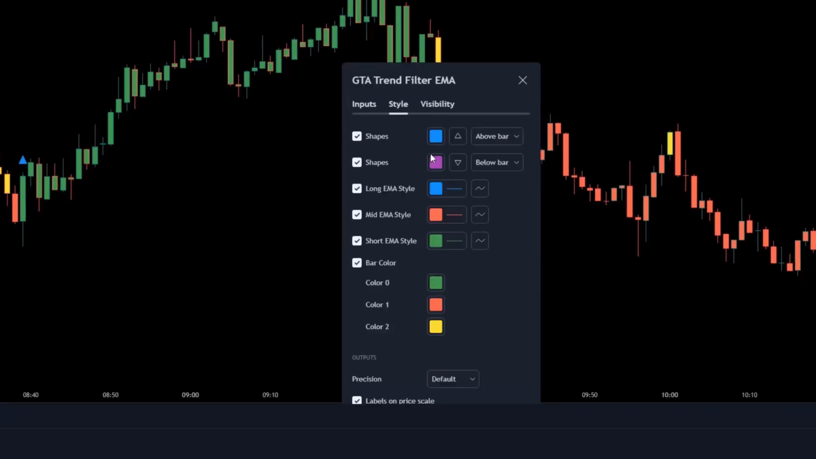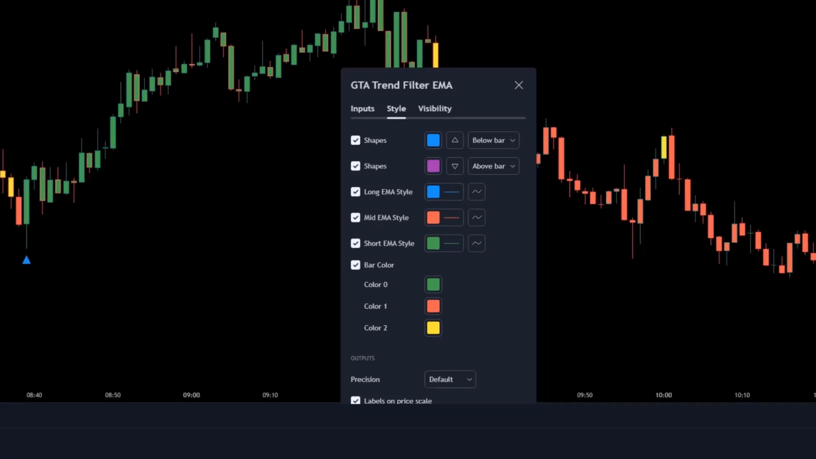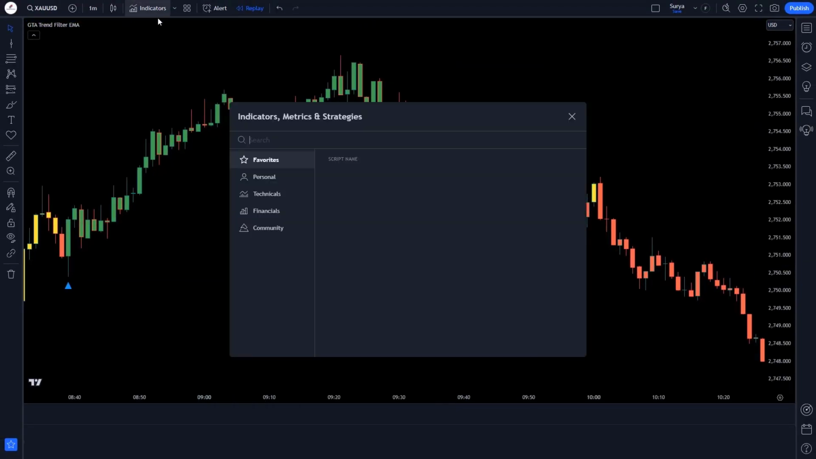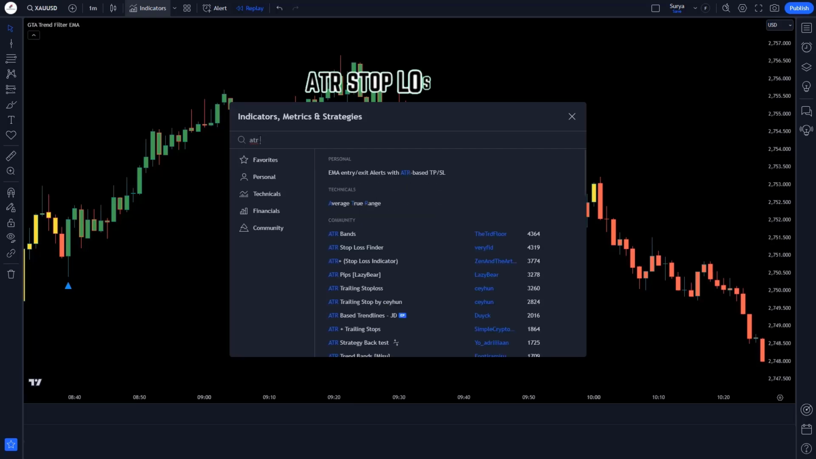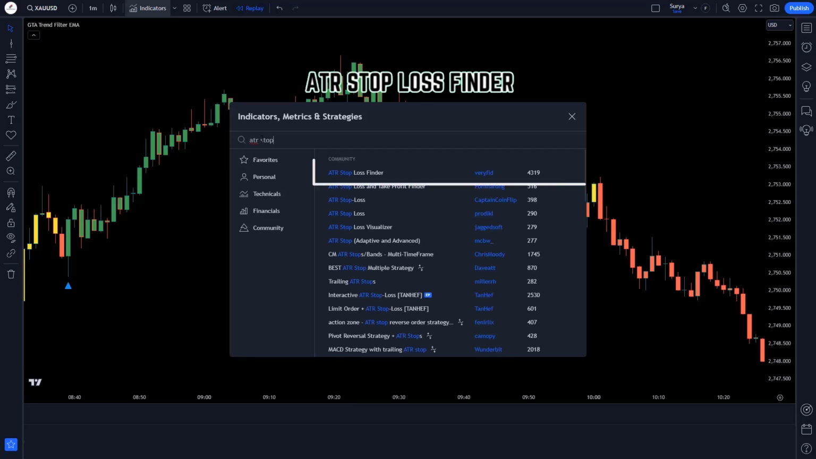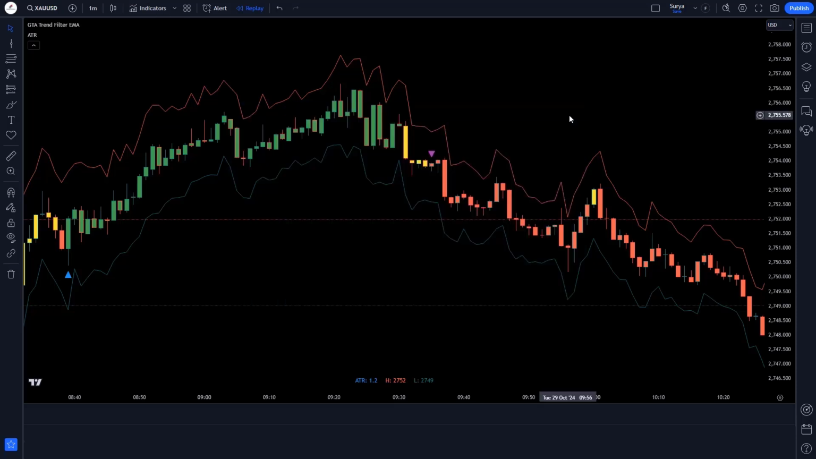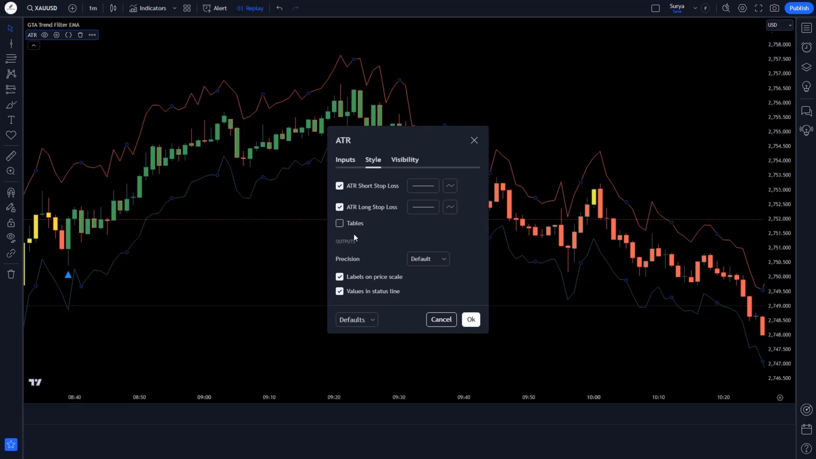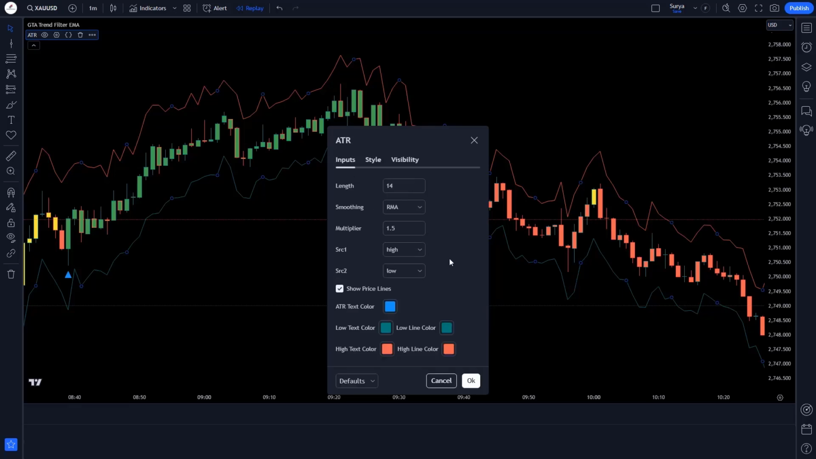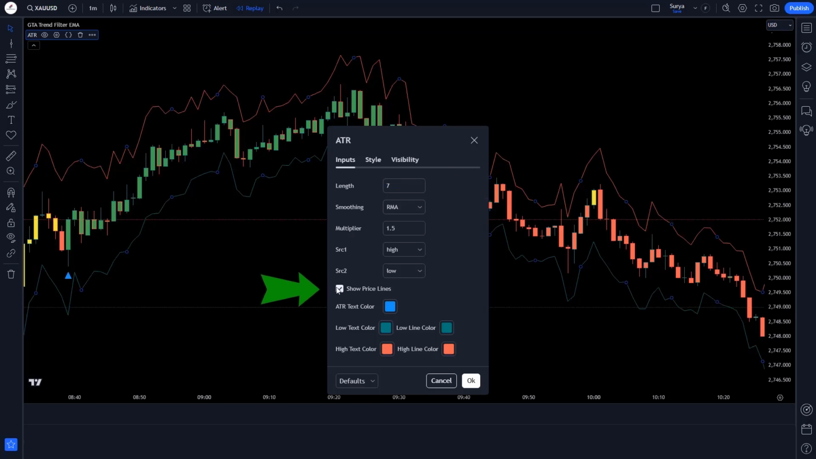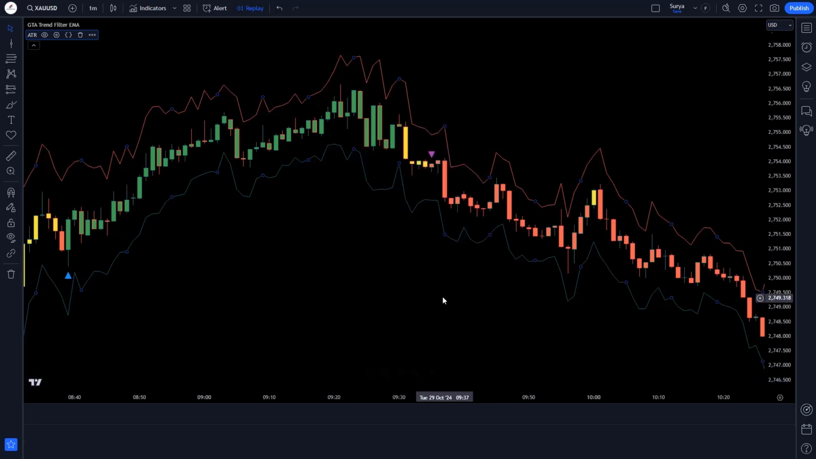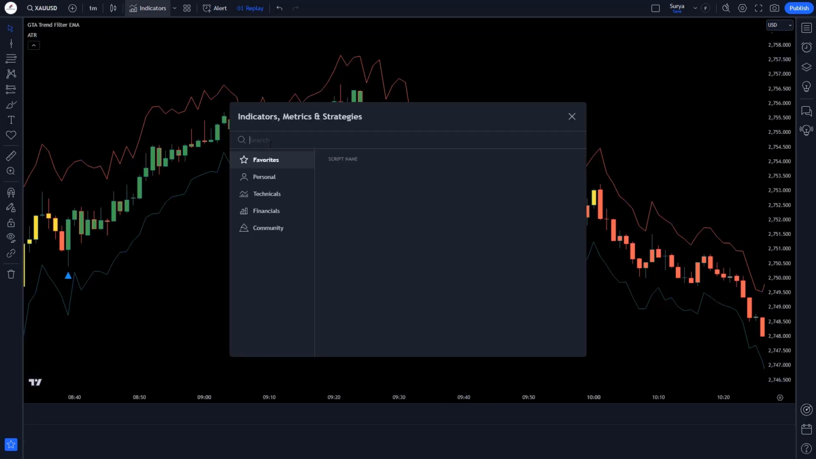Click on Style. Here above has to be changed from below. And here below has to be changed from above. Save this setting. Now search in the search box: ATR stop loss finder. Add this indicator to the chart. Now click on the settings of the ATR stop loss finder indicator. Hide the labels. Click on Inputs. Change the length from 14 to 7. Hide the show price line. Save this setting.